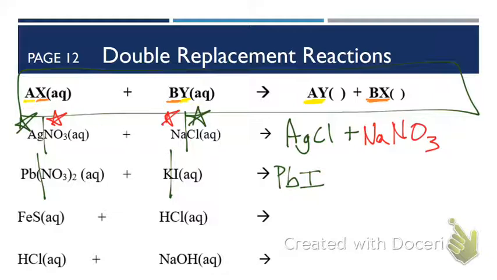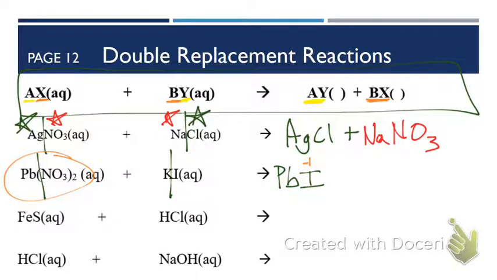I know iodine is a halogen, so that's a -1, but my Pb is a transition metal that I don't know the charge of. So we don't know what it is right now, right here, but what we're going to have to do to figure it out is go back and look at it over here.